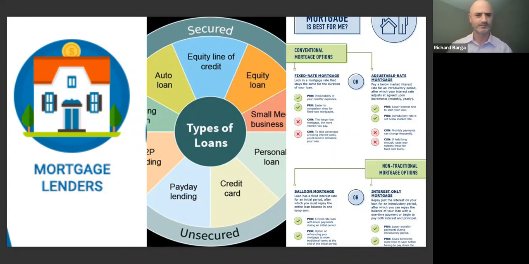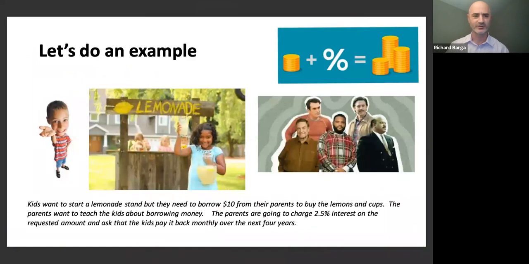So let's do an example. We wanted to break it down pretty simply, because it's all the same concept: borrowing money and paying it back. When kids want to start a lemonade stand, they know they need to borrow $10 from their parents for lemons and cups. The parents want to teach them about borrowing money, so they say they'll charge 2.5% interest and want it paid back over the next 4 years.